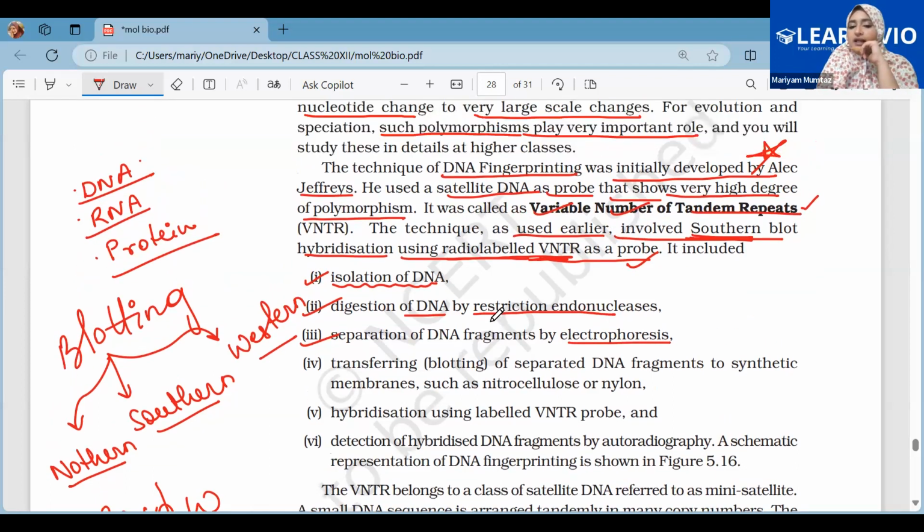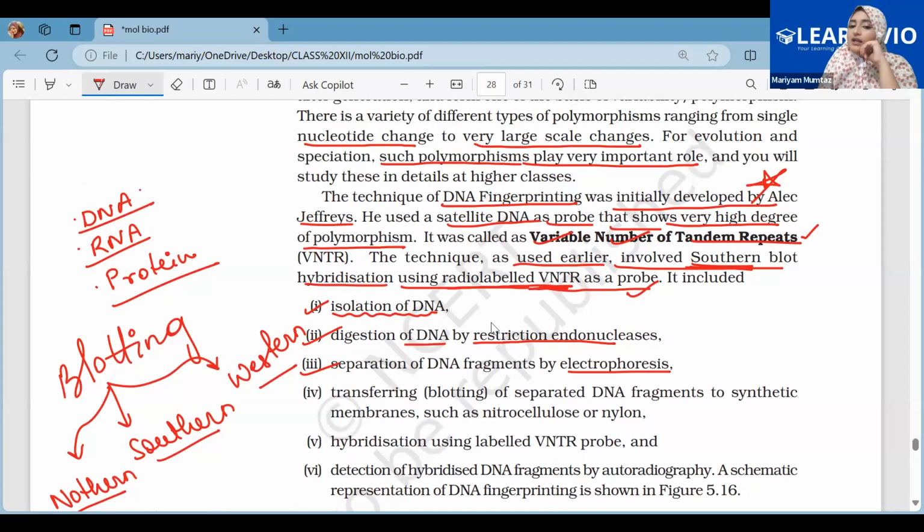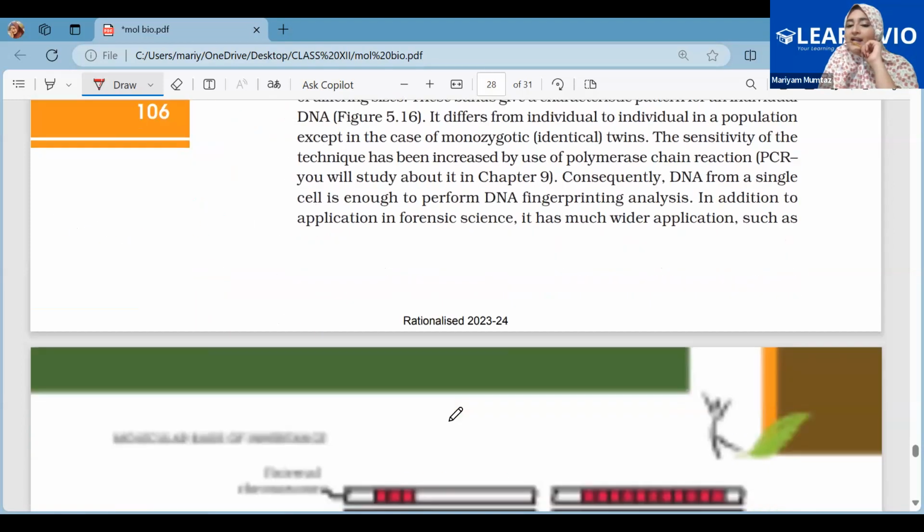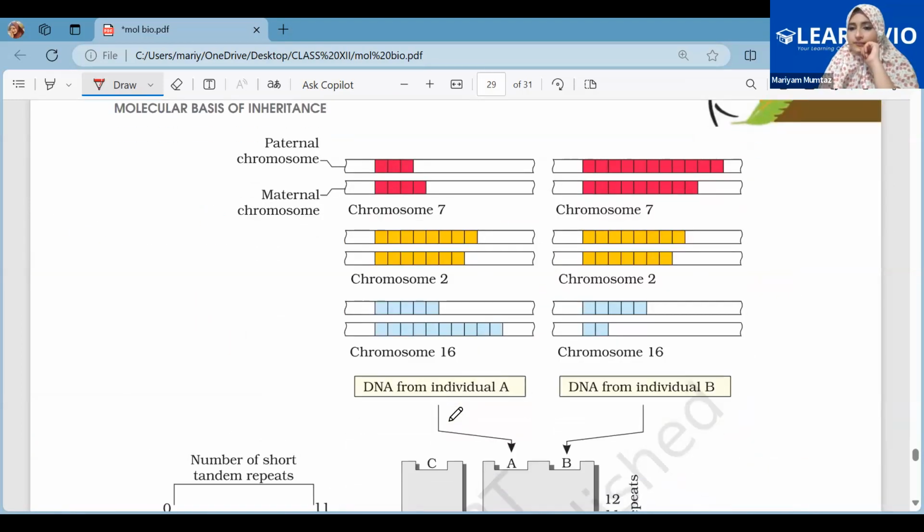Now we do the blotting technique. Since we are trying to identify DNA, which type of blotting will we do? Northern, southern, or western? Southern. Southern blotting. Very good. Exactly. So we do the blotting, and then hybridization is done when we label the VNTR probe. And lastly, the hybridized DNA goes for autoradiography. Now, when all of these techniques are done, bands of DNA are produced like this.